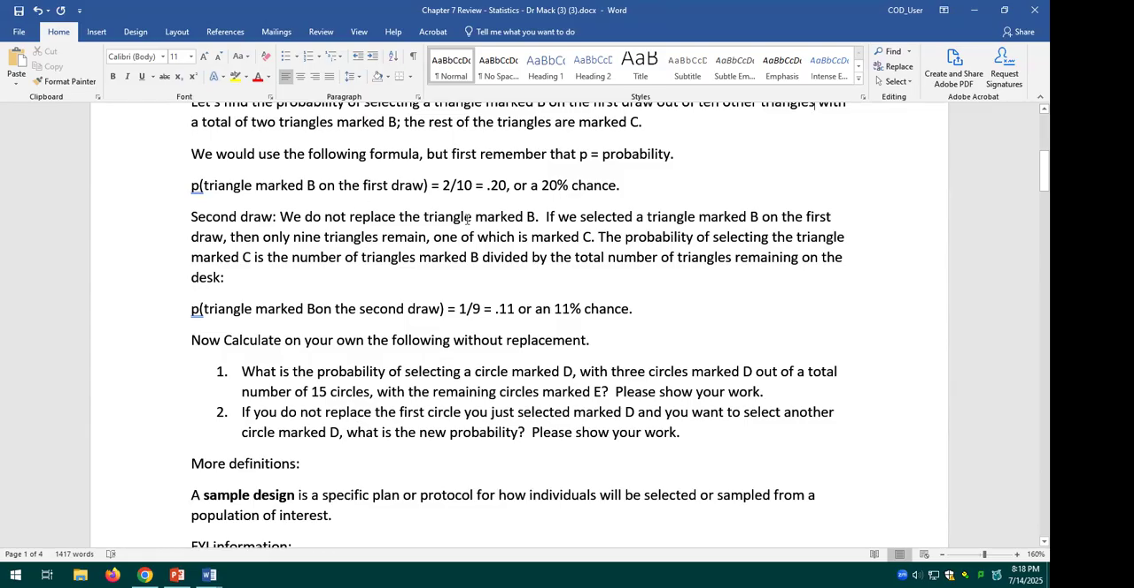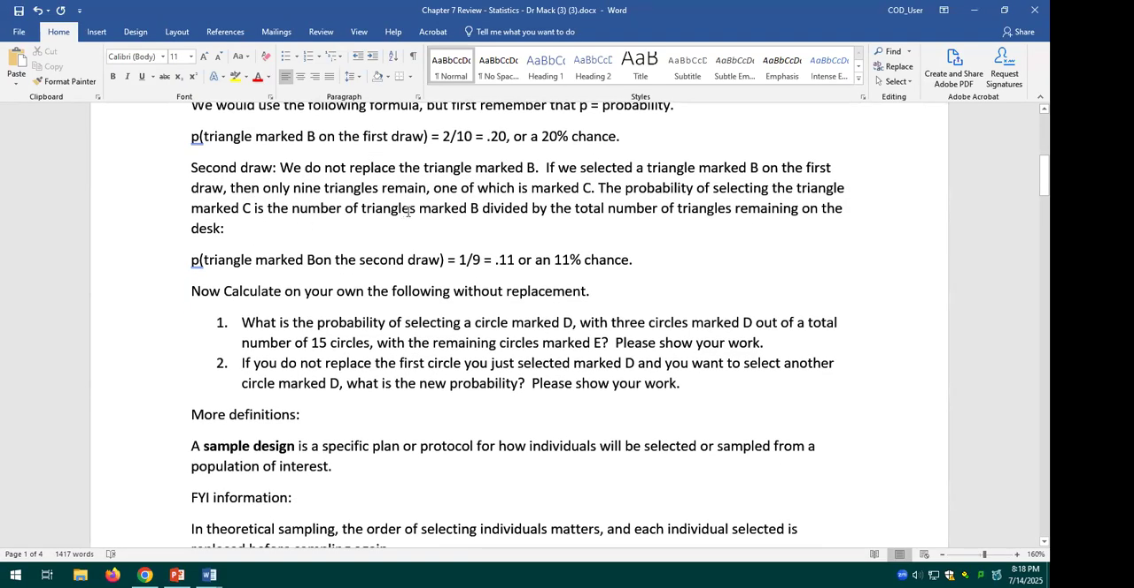Second draw, we do not replace a triangle marked B. If we select the triangle marked B on the first draw, then only 9 triangles remain, one of which is marked C. The probability of selecting the triangle marked C is the number of triangles marked B divided by the total number of triangles remaining on the desk. P(triangle marked B on the second draw) is 1 out of 9, or 0.11, or an 11% chance.